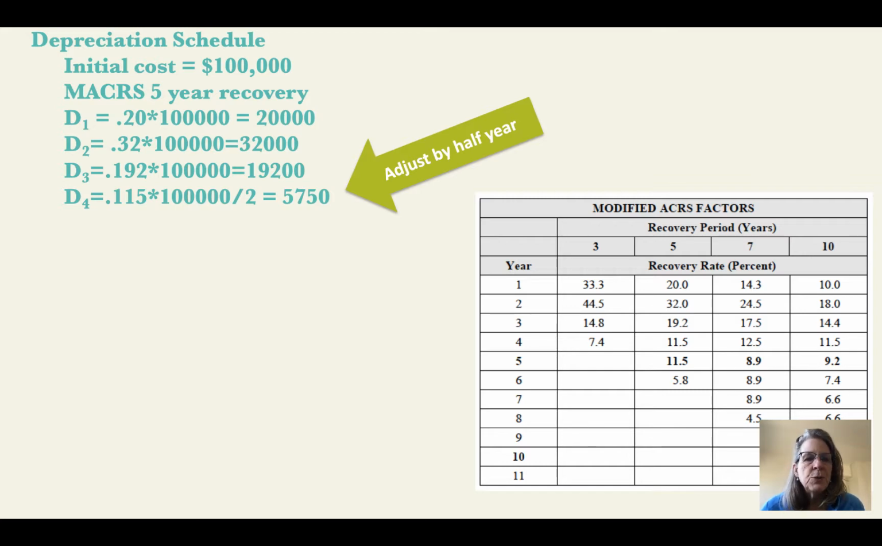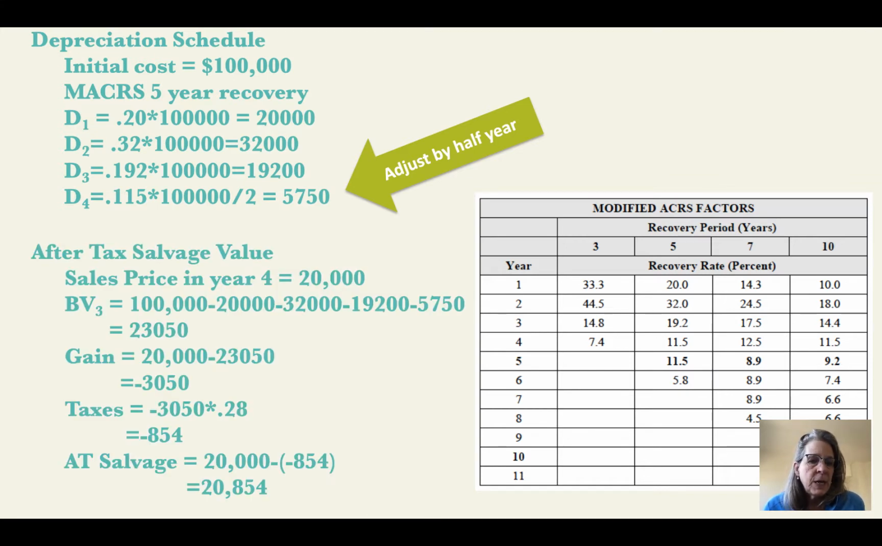Then 19.2, and then in year 4 it's 11.5, but because of the half-year convention, we can only depreciate half of that, because the IRS requires that we assume the asset was sold in July, so we only get half a year of depreciation. That's an important thing to remember. If you stop depreciating before the end of the recovery period, you need to take half a year of depreciation in the last year. Another thing we can do right now is calculate that after-tax salvage value.